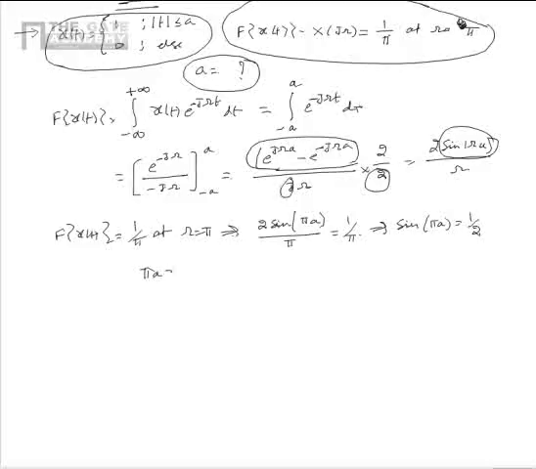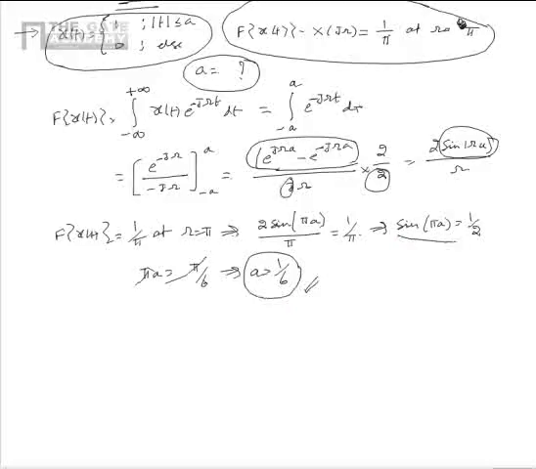So pi a will be equal to pi by 6. From this a will be equal to 1 by 6. So here we see that the value of a satisfying the given relation is 1 by 6.